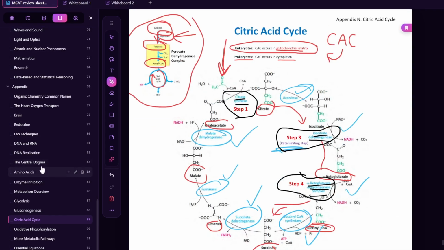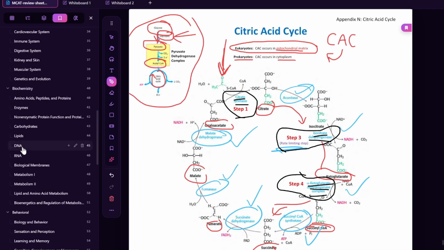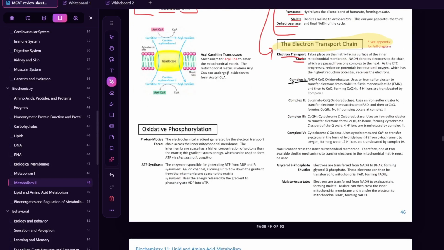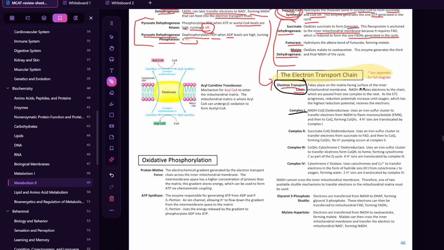Okay, so now we can go back to that same sheet. Where is it? Biochem Metabolism 2. And so you have your electron transport chain, which is able to take the NADH that donates electrons to the chain. So NADH will donate electrons, which are passed from one complex to the next. Complexes are like compartments on the ETC, and as the ETC progresses, reduction potentials increase until oxygen.